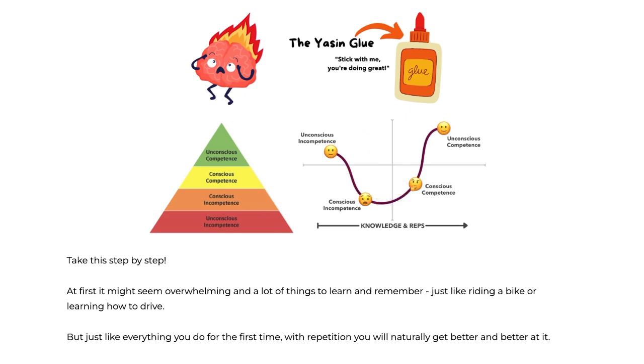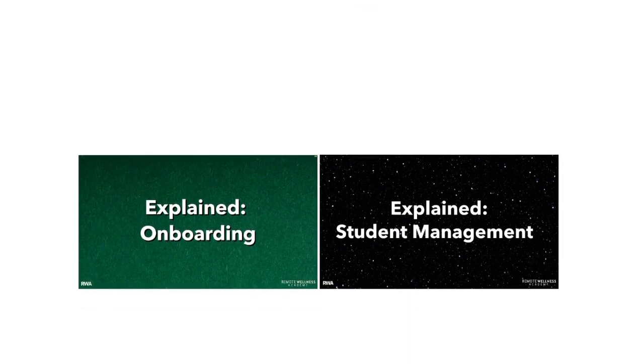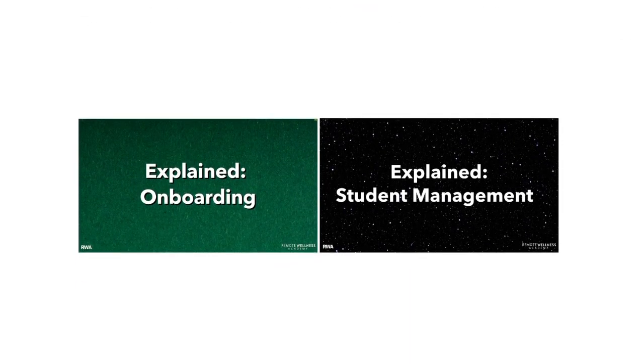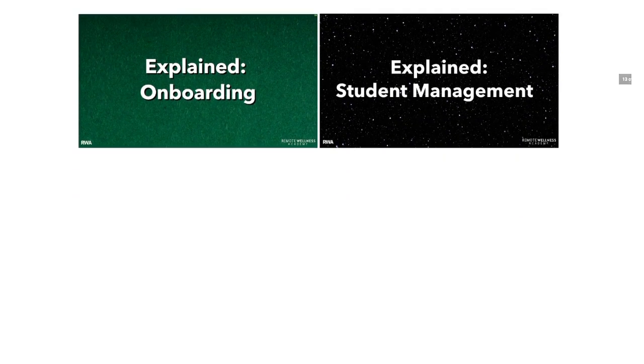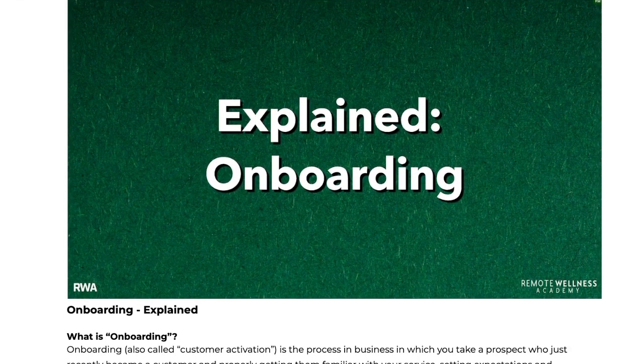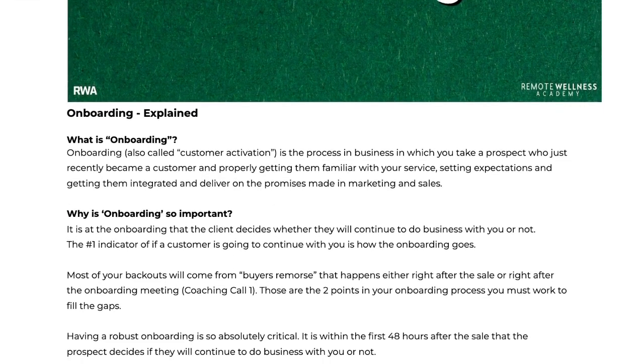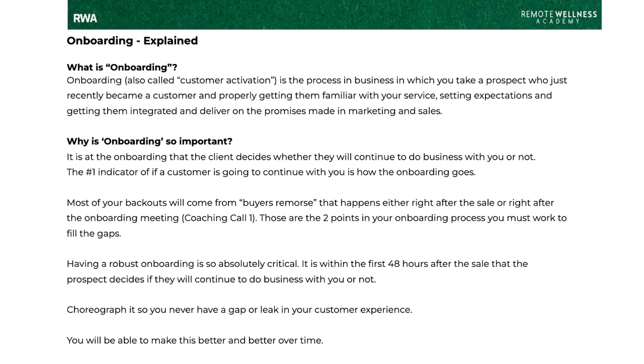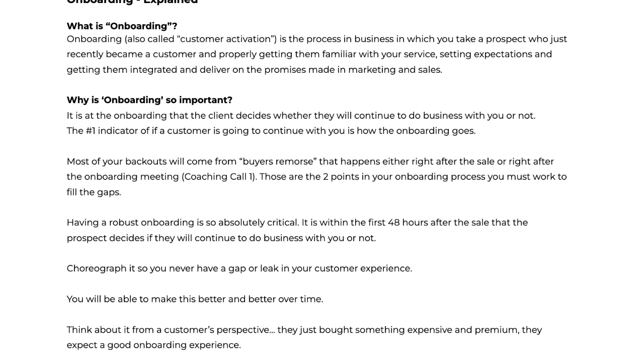Now, what we're going to do next is dive into the first major topic for this specific training, which is the onboarding piece for your transformation program. So let's talk about onboarding and really break it down for you step by step, okay? So the very first question that you might have is, well, what is onboarding? Onboarding, also known as customer activation, is the process in business in which you take a prospect who just recently became a customer, and you properly get them familiar or activated with your service or product, set the expectations, get them integrated, and really start to deliver on the promises that were made on the marketing and the sales side.